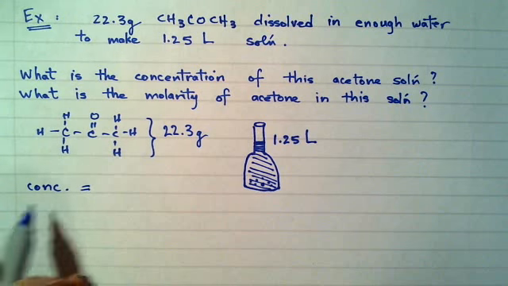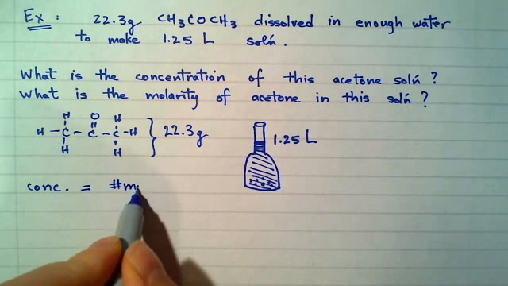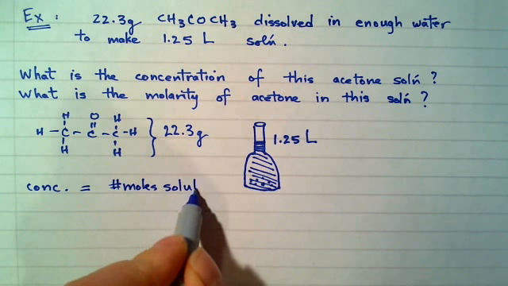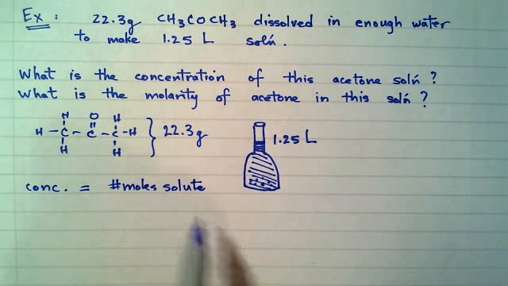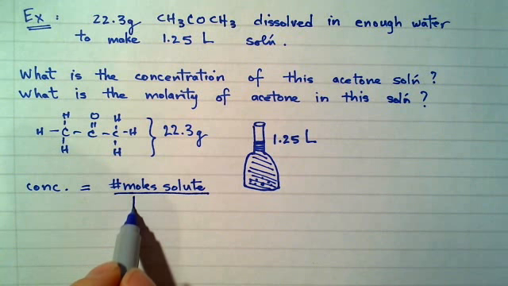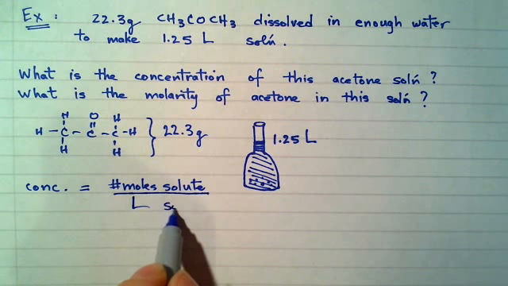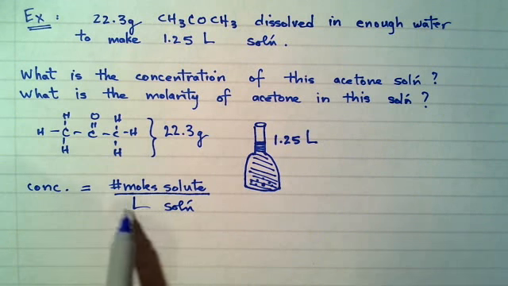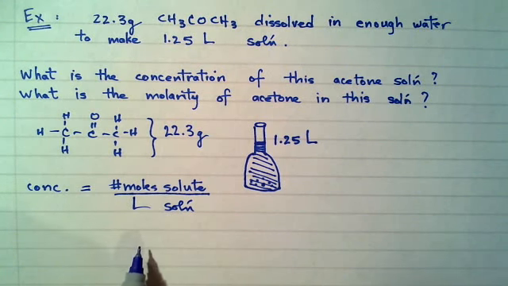Concentration is equal to the number of moles, and this will be review for most of you, of my solute. Your solution has two parts, solute and solvent. So it's the number of moles of my component solute per liter, so in 1 liter, not of solvent, but of final solution. So what is the concentration of this acetone solution? What is the molarity of acetone in this solution? Whatever I get as an answer here, I would say that it's that many molar acetone.